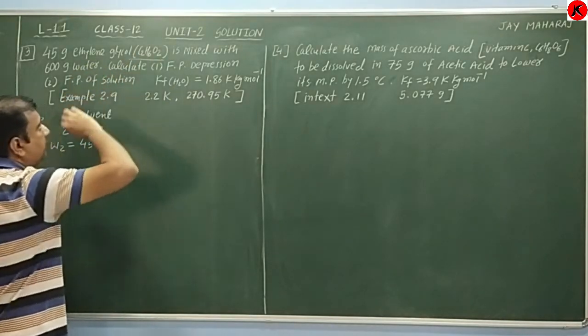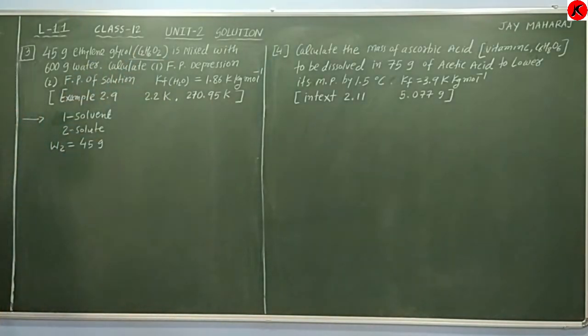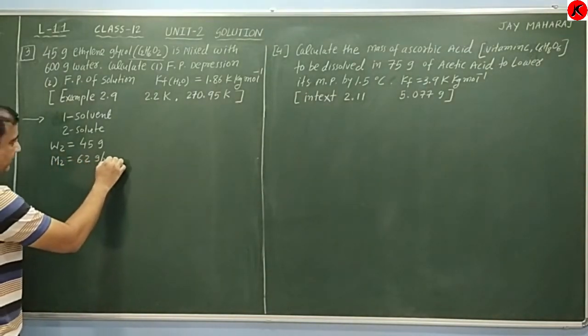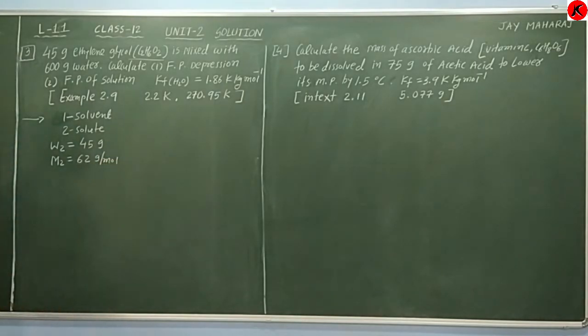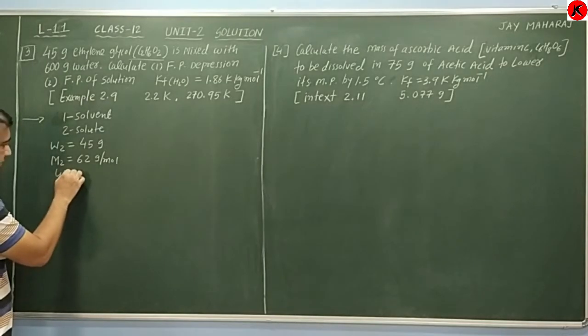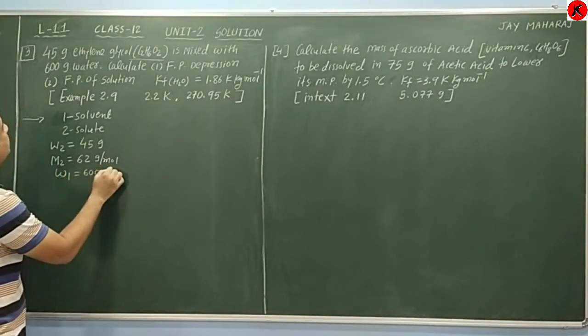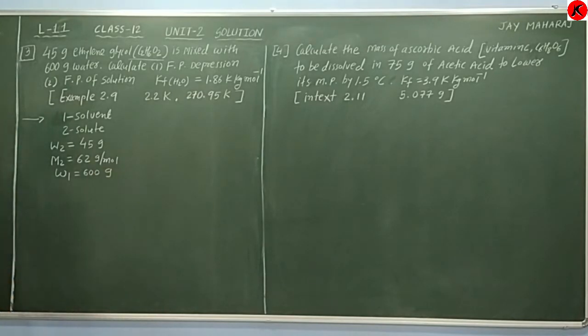Having molecular formula C2H6O2, that means obviously we can calculate molar mass. It will be 62 gram per mole. Is mixed with 600 gram water. That means mass of water, that means W1, is 600 gram. Calculate freezing point depression and freezing point of solution.